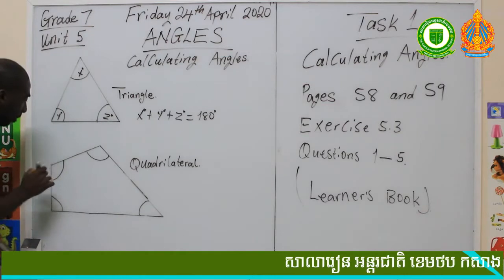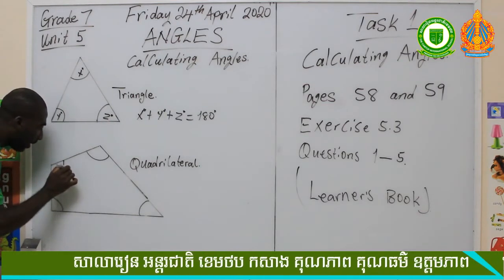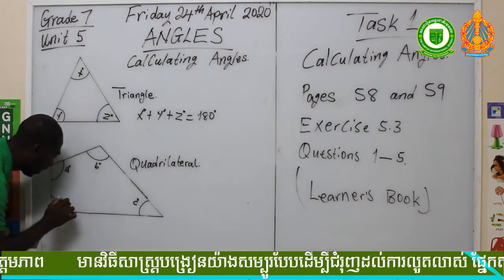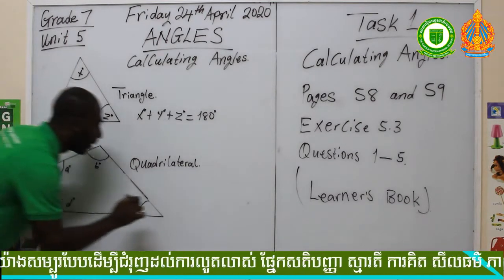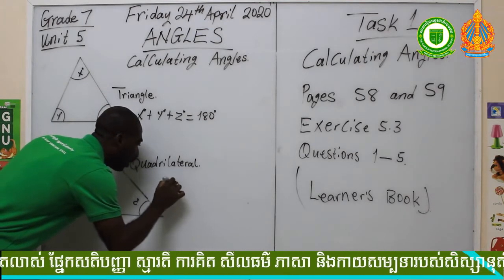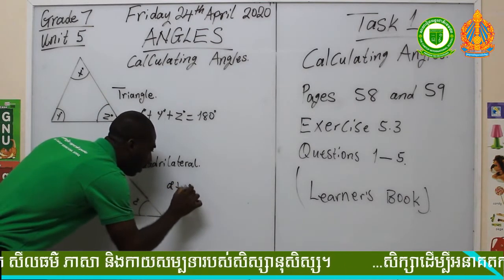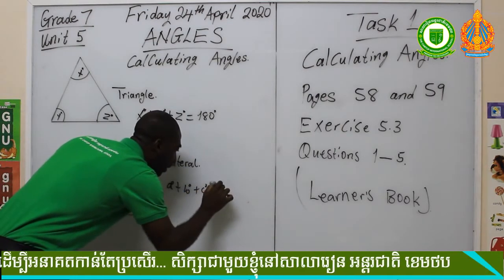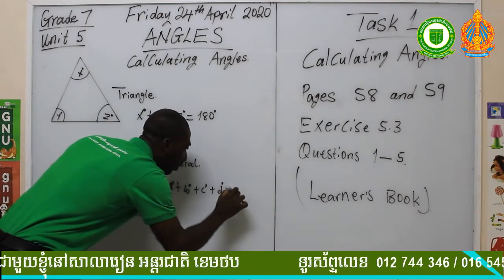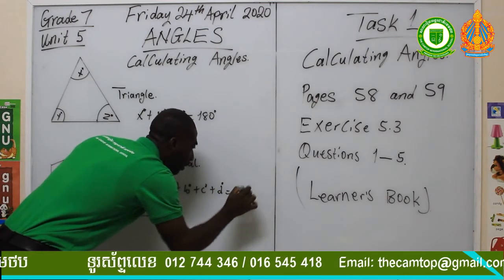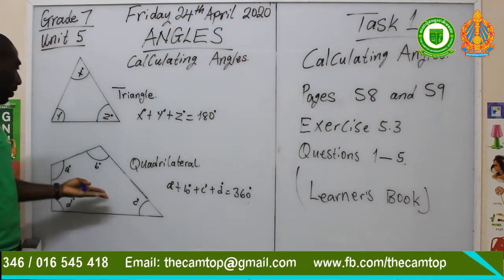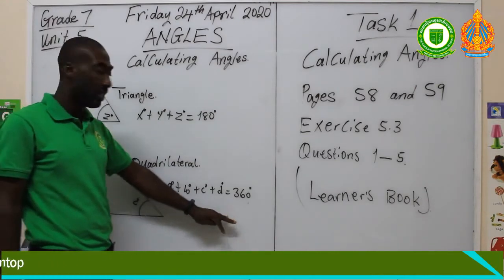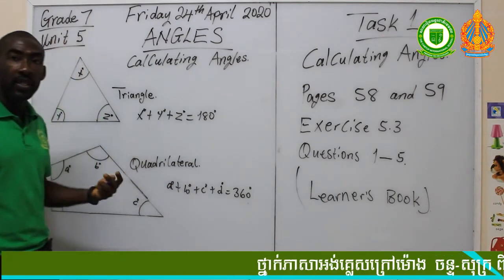So again, we will label the angles A, B, C, and then D here. So A plus B plus C plus D will be equal to 360 degrees. This is how you should identify your angles in any particular object that you have.